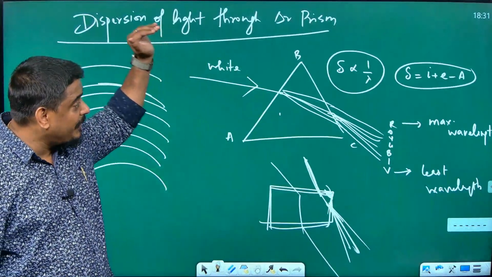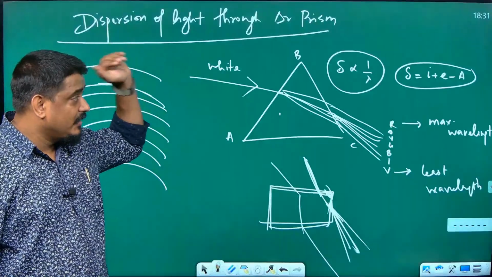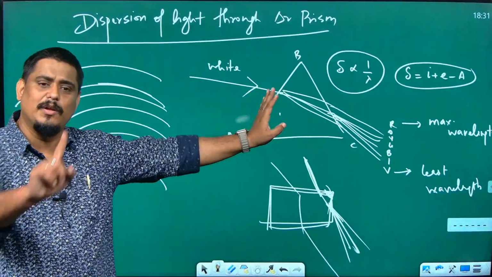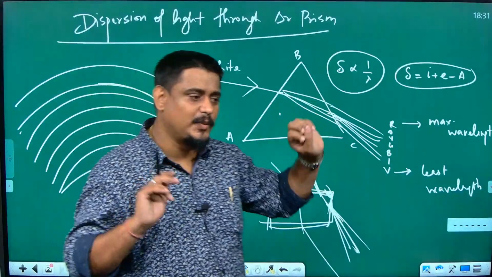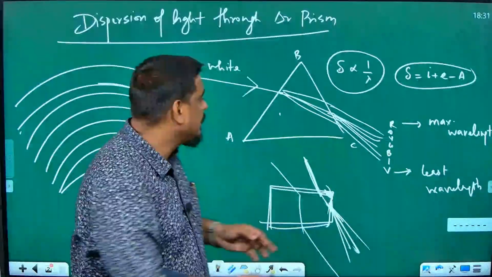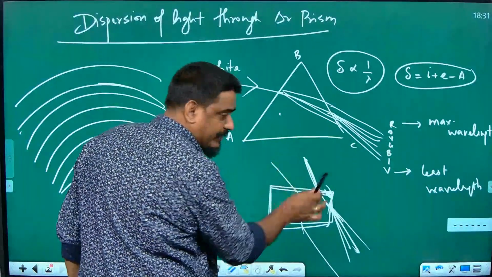So, light which is coming and hitting the triangular prism has only one option. What is that option? It will disperse the light. Either it will disperse from here or from here.